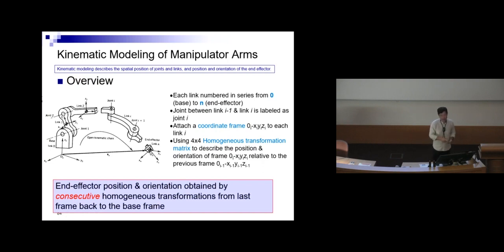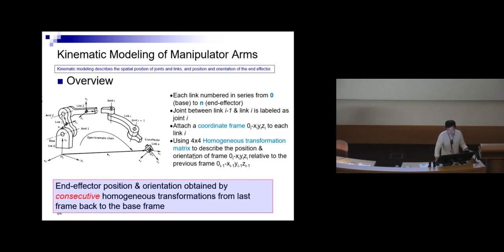You have to label the link, and after that you have to identify the joint and label the joint. The joint defined between link i minus 1 and link i will be labeled as joint i. So for example, in this case, this is link 0, this is link 1. This is known as joint 1. So this joint 1 is in between link 1 and link 0. After you have identified the joint, the next thing is you label the joint as well.